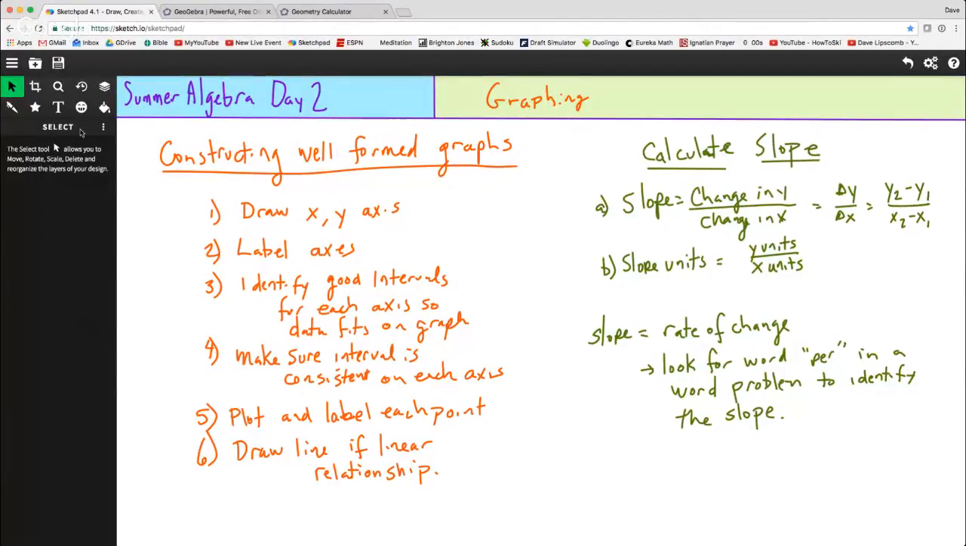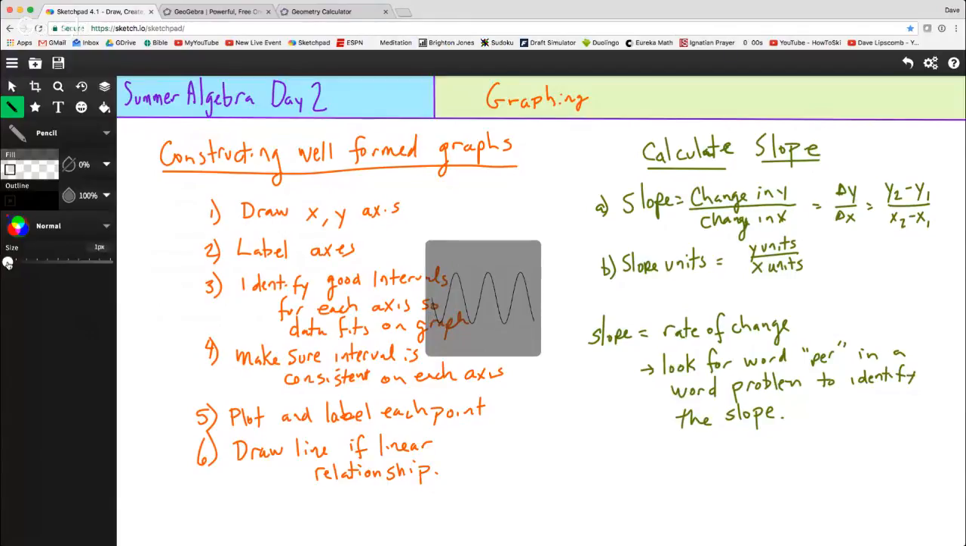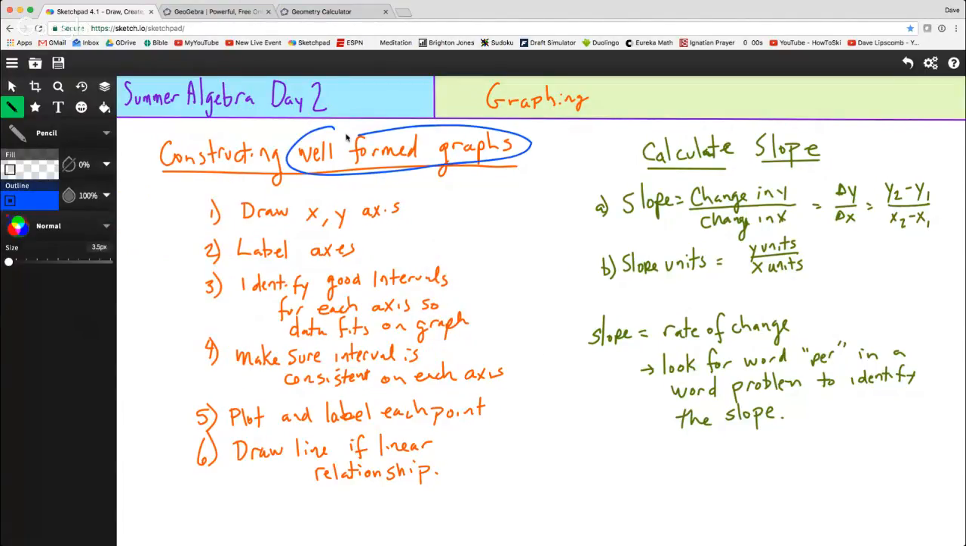well-formed graphs. Okay, so in a well-formed graph, we have a, let me get my pencil size right here. We like to draw with 3.5 and KB in blue. So when we talk about well-formed graphs, we're talking about drawing an X and Y axis, our Cartesian plane, or our coordinate plane.